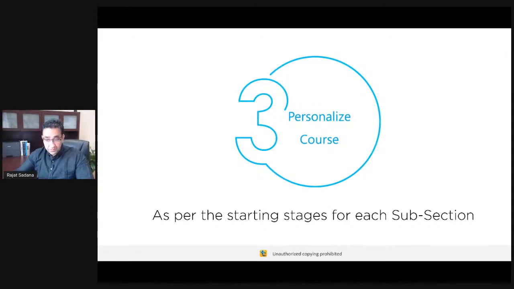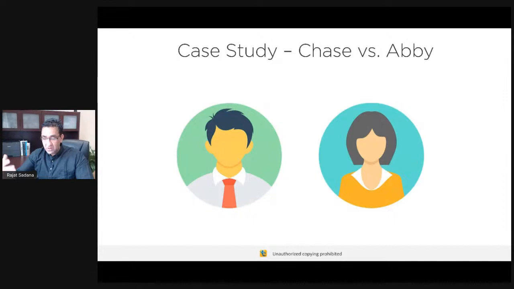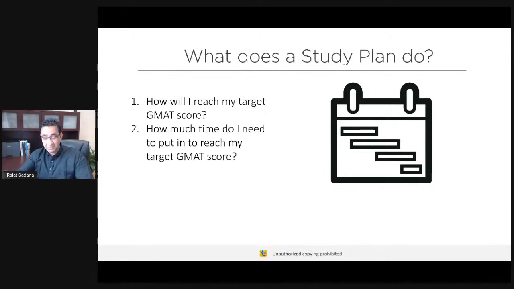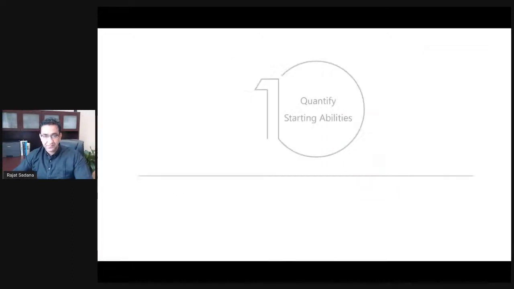Now, then you personalize your learning, which is kind of where we're going to take a case study with Chase and Abby, and we're going to really see how and where they're going to spend their time. But remember, this is the first slide. What does the study plan do? It tells you how you would reach your target GMAT score, how much time you need to put in, and where you need to put in that time. So for Chase and Abby, we're going to do all of that.